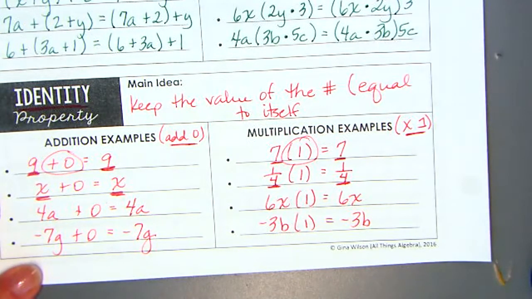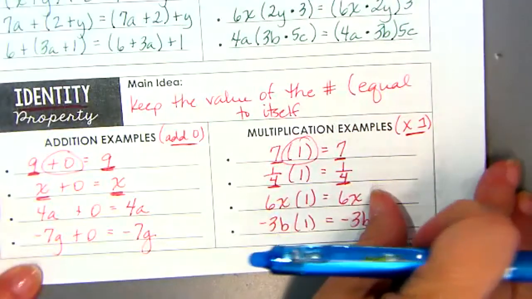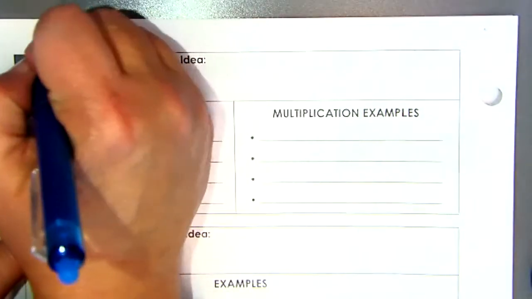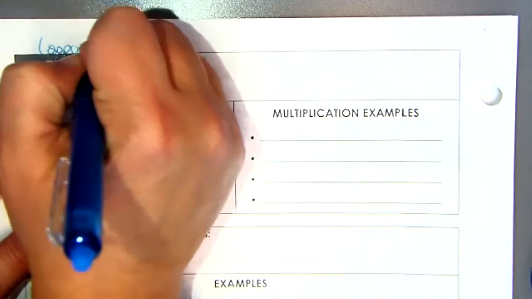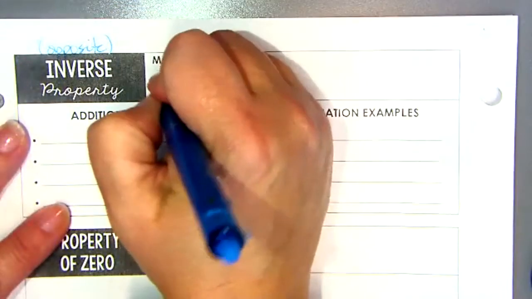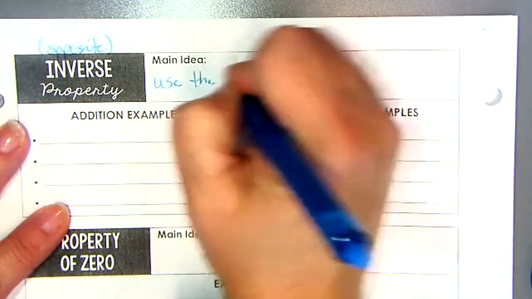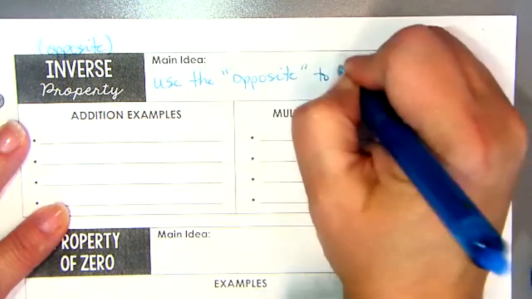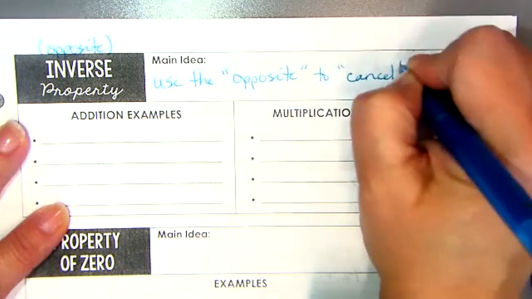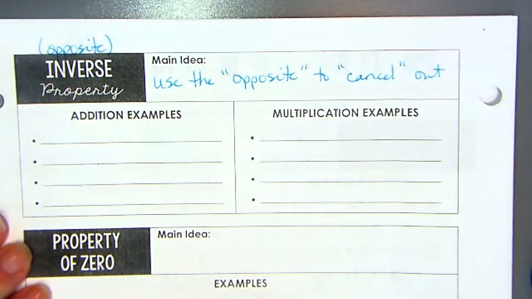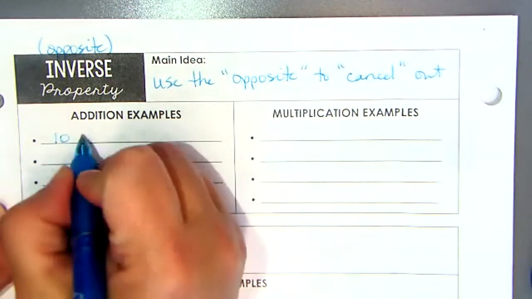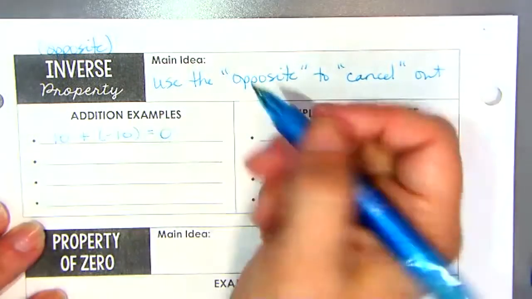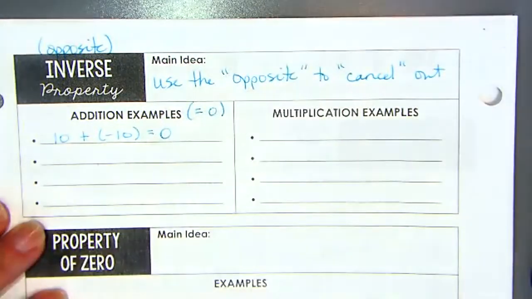Moving right along. The inverse property. When I think of inverse, I think of opposite. So the main idea is to use the opposite to cancel out. So for addition, examples would be 10 plus negative 10. They cancel each other out and it equals 0. So for addition, it's going to equal 0.